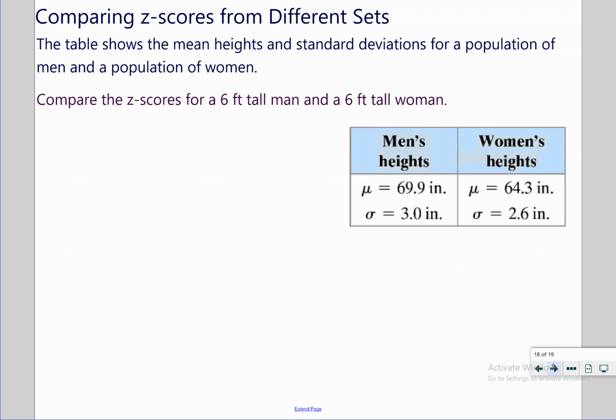All right, this is the last problem for the day. So it says comparing z-scores from different sets. I'm going to let you guys try this one. I want you to compare the z-scores for a 6-foot-tall male versus a 6-foot-tall female. And that's feet. You've got data values in inches here, so you're going to have to do a quick little conversion. Okay, so find 2 z-scores for me. One for the males, one for the females.